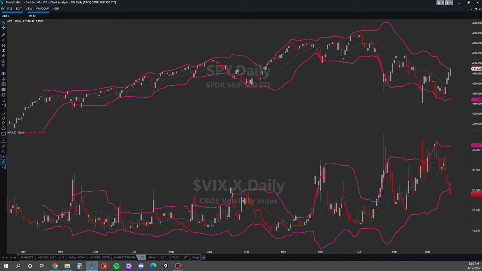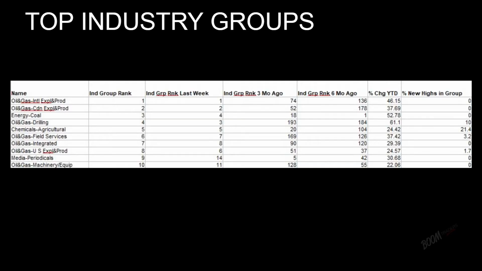So now let's move on to the stocks, the groups that are leading the leaderboard and the groups that are performing the worst. I want to start with the top industry groups, and there's not much change since last week and the week before that. Pretty much everything is still occupied by oil and gas, energy. You can see we have coal, we have chemicals and agricultural, steel, high up, and then media periodicals. So there's not much of a change in the top groups.